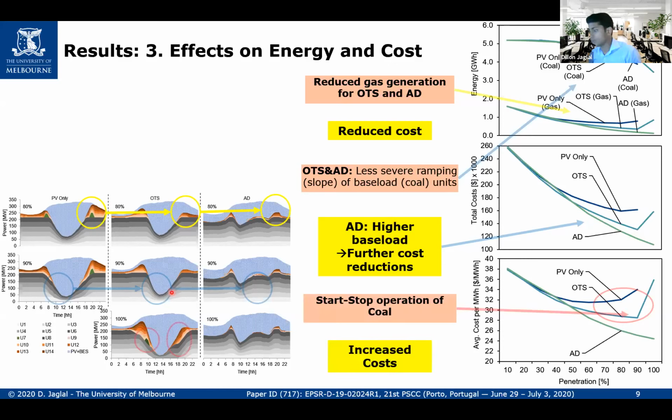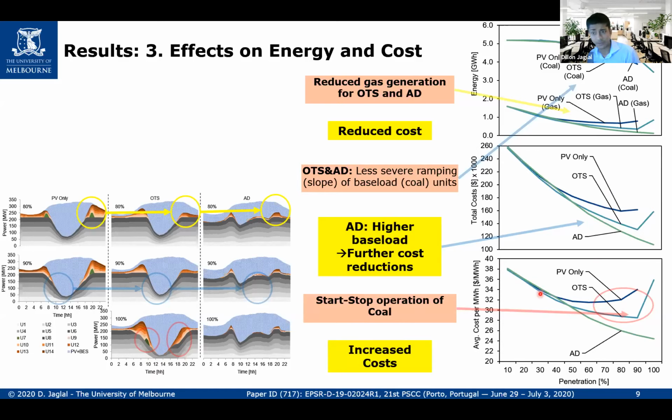And then finally, we spoke about the start-stop operation of the coal plants, where we had these plants turning off here because the net demand reduced to this level. Because these plants had to shut off and then turn back on later in the evening again, they incurred the shutdown and startup costs that we presented in unit commitment. And because we incurred these additional costs, it's reflected here in the total cost and the average cost per megawatt hour.